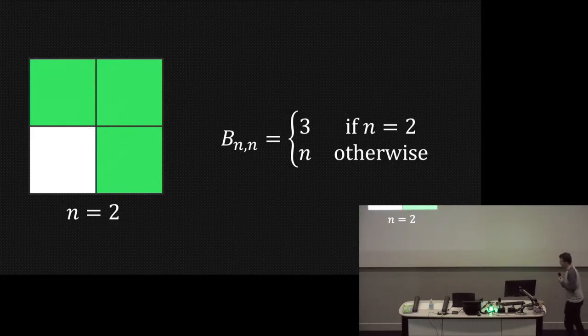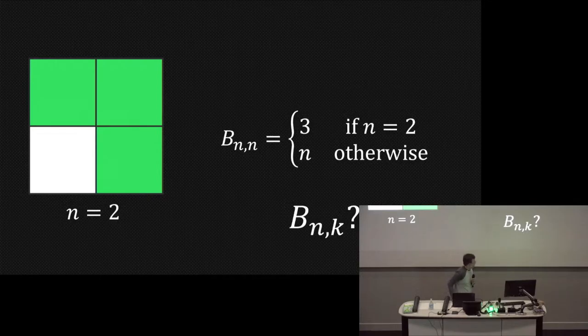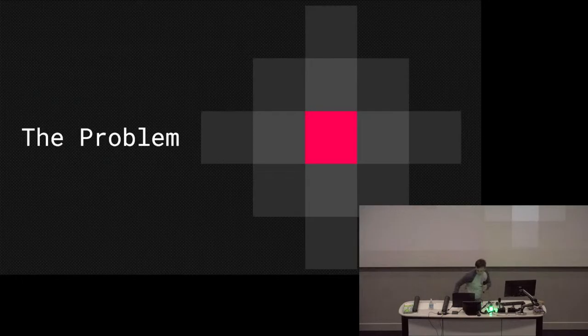Now, you may have noticed something. You see how I call it B_n? And that's the thing. Well, I don't think we've generalized this problem enough. We need to. What if instead we treated the side length of the grid independent to the size of the chain that we want to block? So this is where we get to B_n,k, and this is where the real problem comes in.